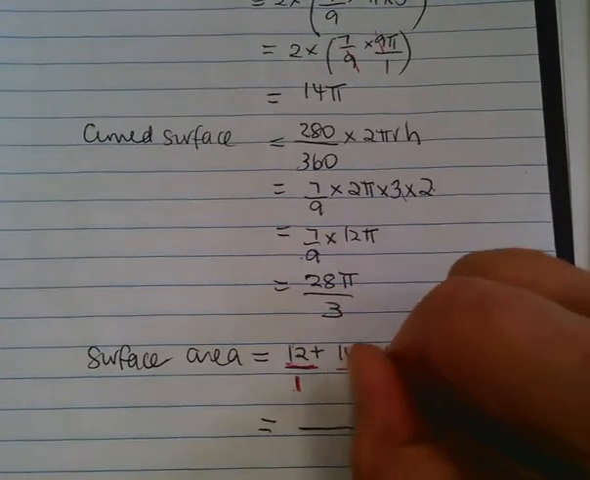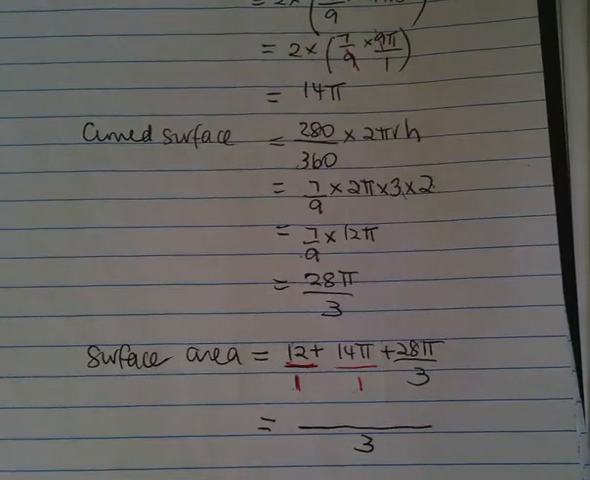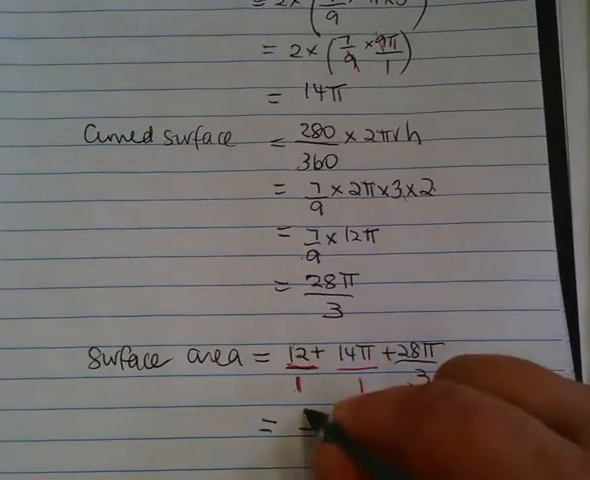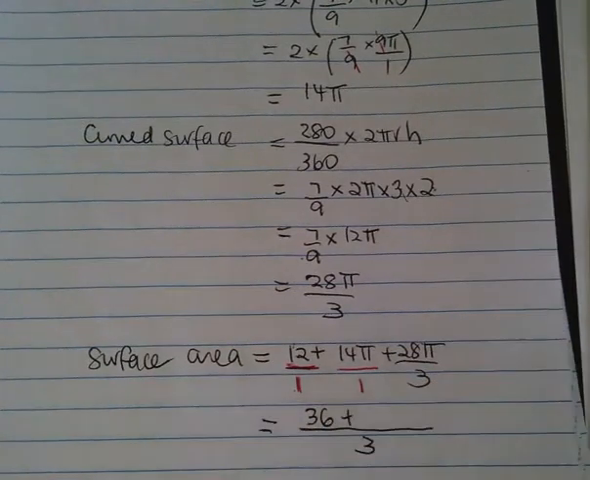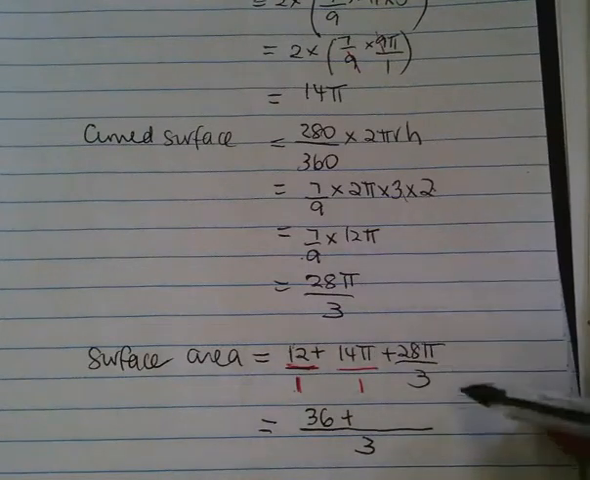See what I'm doing? If I want to write that all as a single fraction, what do I multiply the 12 by? What do I multiply the 14 by? So girls, that's 12 plus 14 pi plus 28 pi on 3.